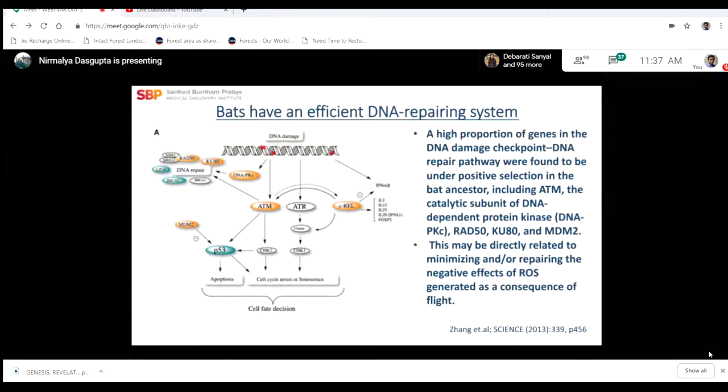So bats can fly, bats produce more ROS. More ROS means more DNA damage. So what happened? This pathway became very efficient under positive selection. And I told you about the SERIAL pathway. The SERIAL is also in that pathway, which is also another evolution due to flight. I will tell it later in detail.